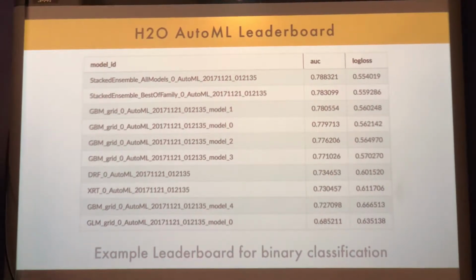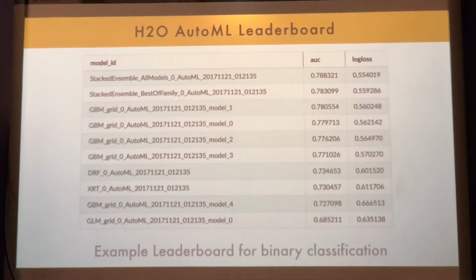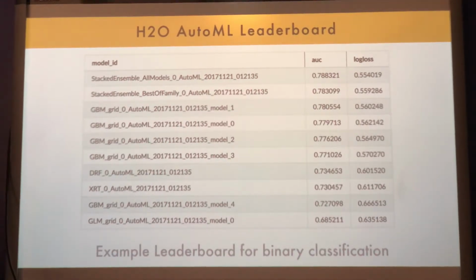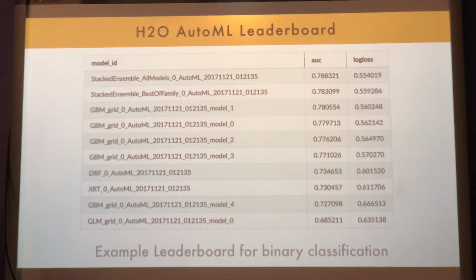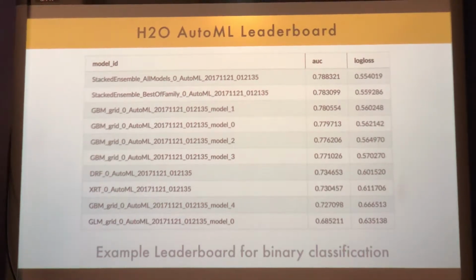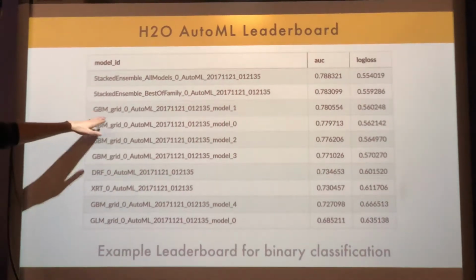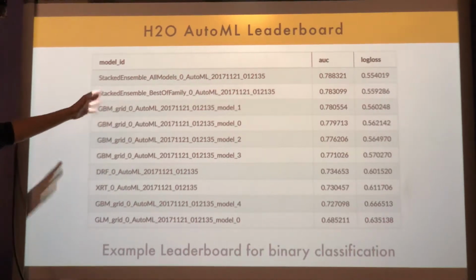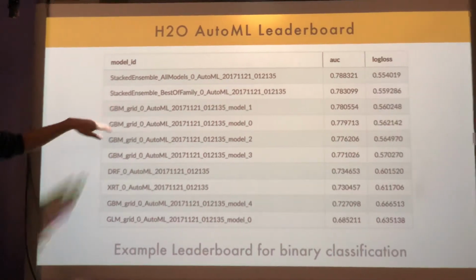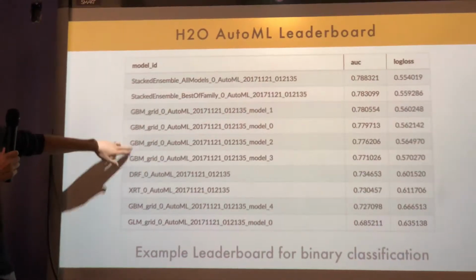So what's the name of the model? And we auto-generate these names, so at least you'll know what model types they are. So you might not know from looking at this ID what the parameters are, but you know it's a GBM, and then another GBM, and a few more GBMs.